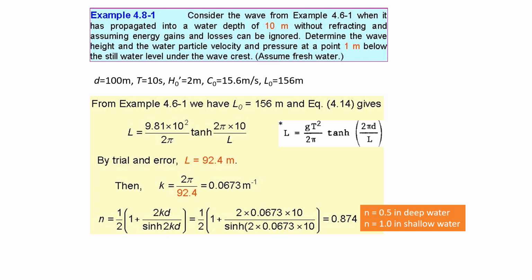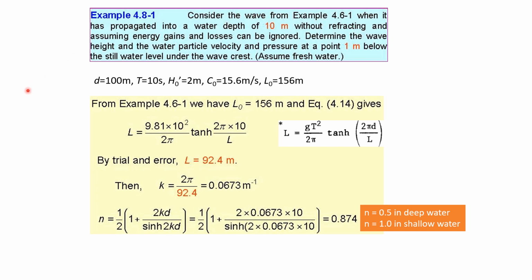Here the question asks us to assume fresh water. So that will be the density value that we are going to use later on. What we want to determine now is the wave height, the water particle velocity, and then the pressure. Alright, let's gather the information we have. Actually, it's from the previous example 4.6-1.